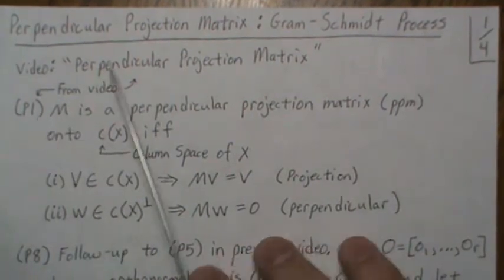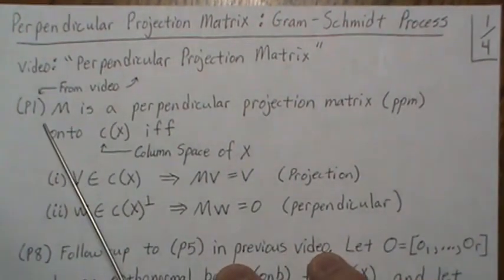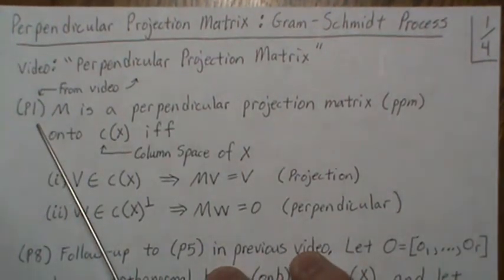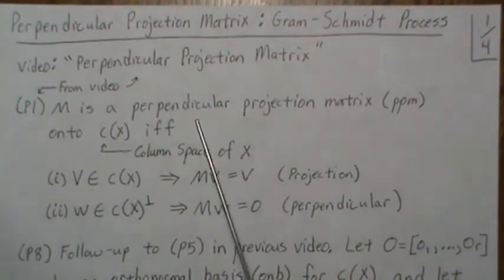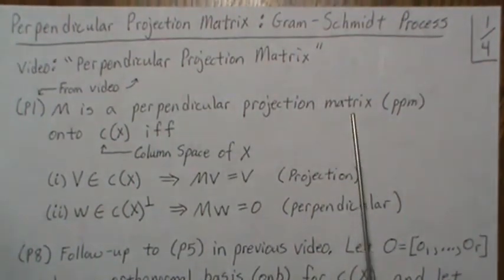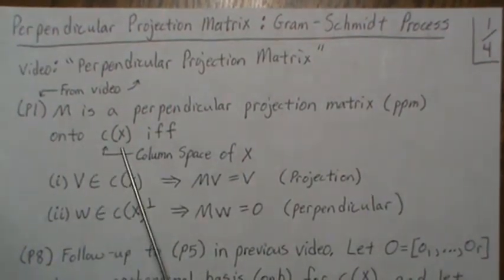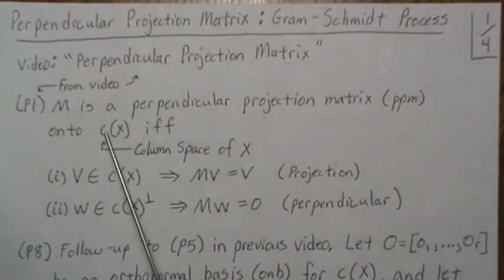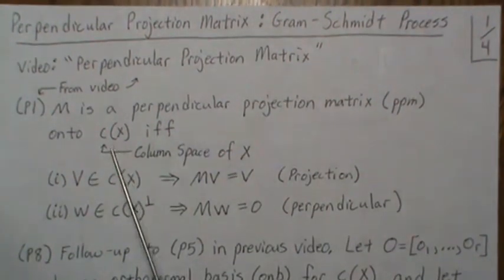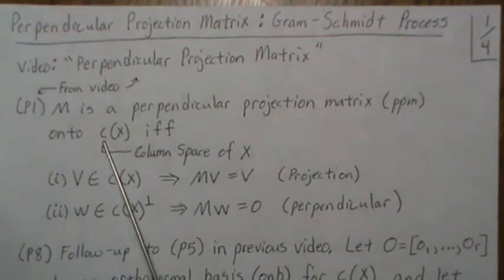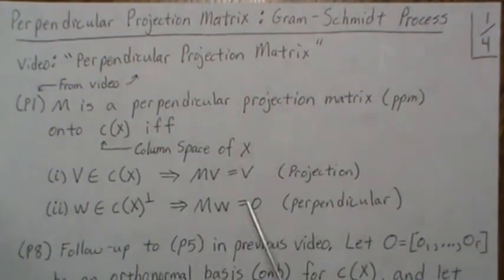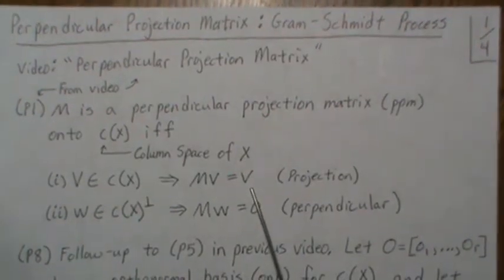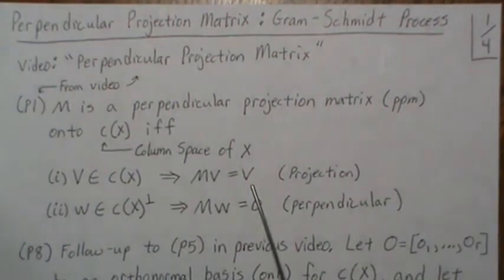So here in this video, we had 7 properties, P1 through P7 of projection matrices, and P1 was the definition. M is a perpendicular projection matrix, PPM, onto the column space of X, where C stands for column space. Some call this the range of X, but I think of it as the column space of X, if and only if, for every vector V in the column space of X, M times V gives you V back. So it projects it right back onto itself.